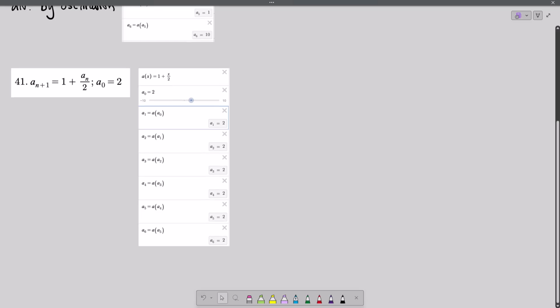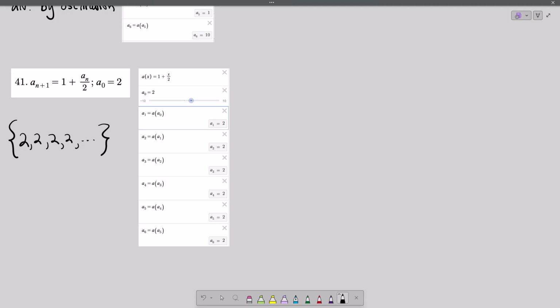Here's another recursive one. This one starts at 2. This one starts with a 0 as the first index. So right there, a sub 0 is 2. And then we plug in the 2. 2 divided by 2 is 1. 1 plus 1 is 2. So we're back to 2 for a sub 1. Plug in the 2. 2 divided by 2 is 1. Add 1. We're back to 2. So this sequence is a constant sequence.